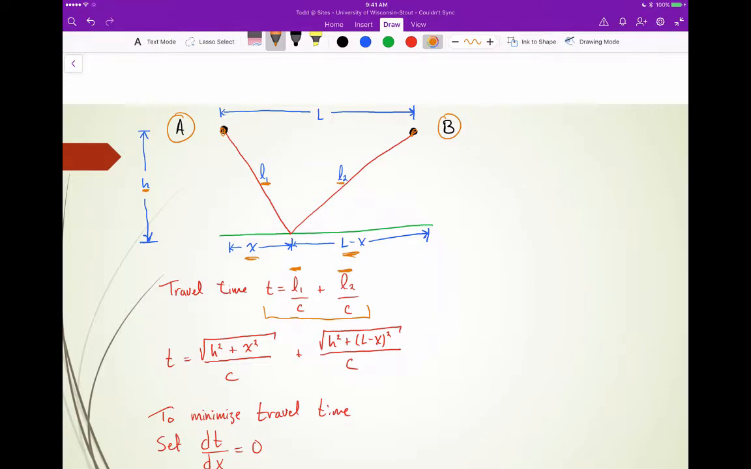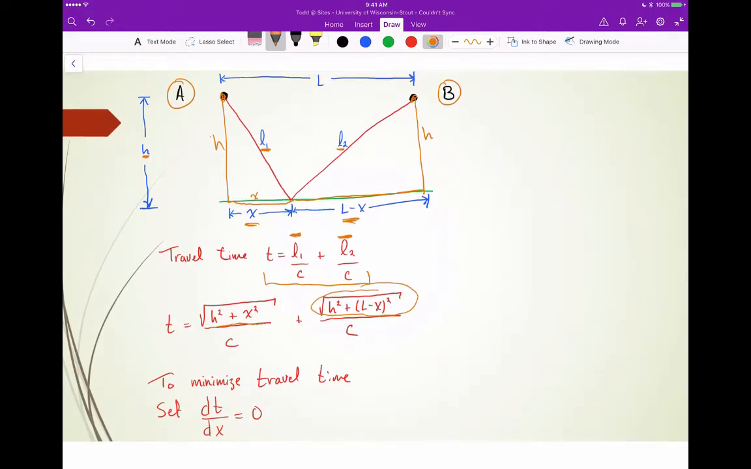Now, you notice that I can form a couple of right triangles for each leg, where this leg right here is h, this is x, and so using the Pythagorean theorem, L1 is just the square root of h squared plus x squared. Similarly, for L2, I can draw this right triangle. Again, my legs are h and L minus x, and so this term here gives me that distance.